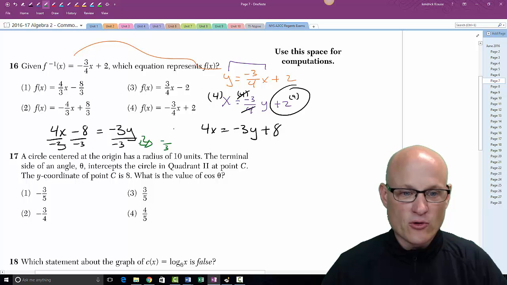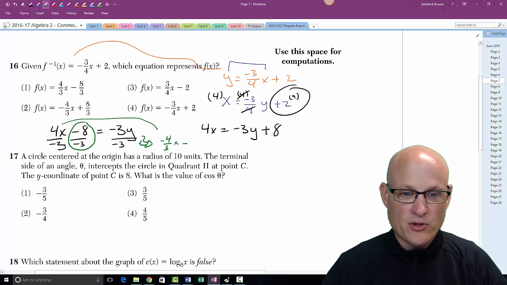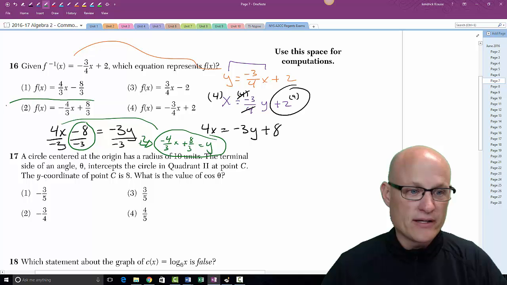Every time I draw a 4, it looks like a 9. Negative 4, that's this, over 3x. And then here, 2 negatives make a positive, so plus 8/3 equals y. And that, my friends, is right there.